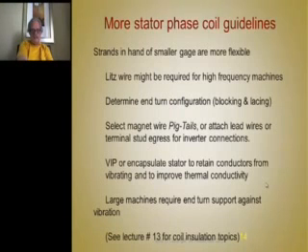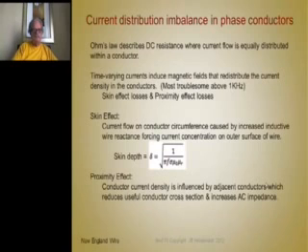And your terminations and egress, the lead egress, depends on whether you use magnet wire pigtails right out to terminal studs or whether you attach lead wires to the pigtails and bring lead wires out for connection to the inverter. And then VPI or encapsulating the stator to retain the conductors from vibrating and improve thermal conductivity. And as we said, large machines require end turn support against vibration. And for insulation topics and details about how to insulate the windings, see lecture 13.